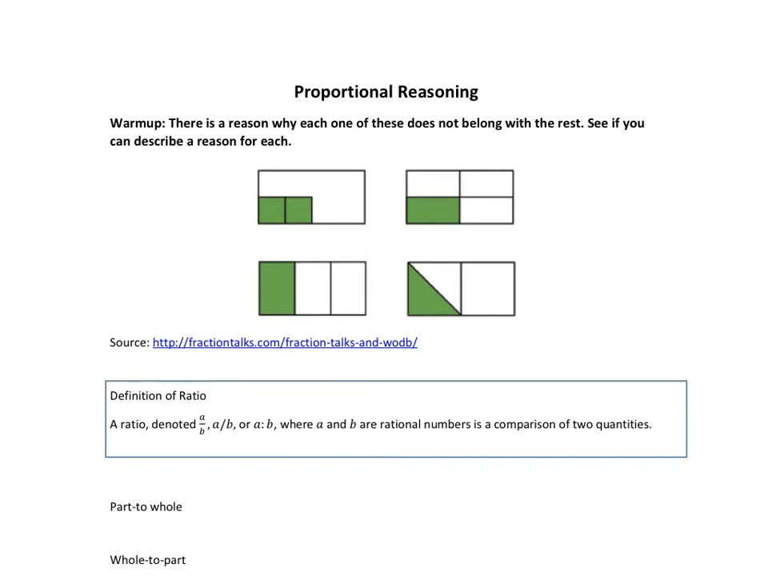For this section, we're going to look at proportional reasoning. This topic is explored a lot in the elementary school grades, and it comes in the form of a lot of different types of word problems. So I'm going to introduce you to some concepts you've probably heard before about ratios and proportions, and then we're going to work on some word problems.